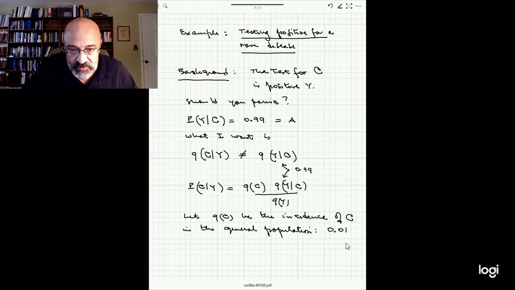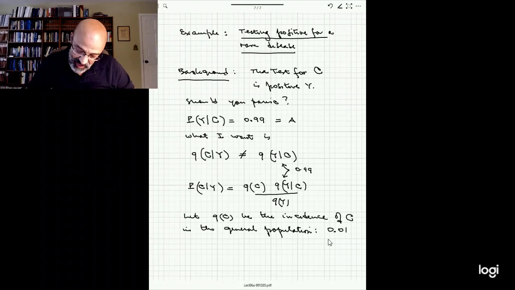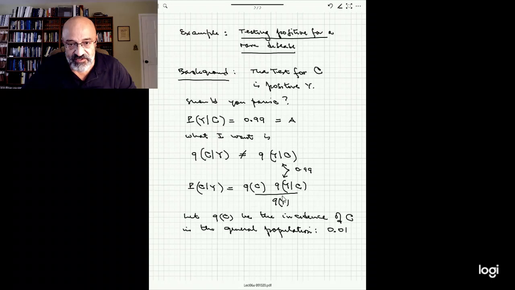Incidentally, that's probably the incidence of COVID, right? Anyway, 0.01. So we have this number that's 0.99, but now you see that the number you really want is going to get multiplied by 0.01. So now we need to know what is this Q(Y) that appears here. Well, Q(Y) does not depend on C or not C. Q(Y) is just a normalization.